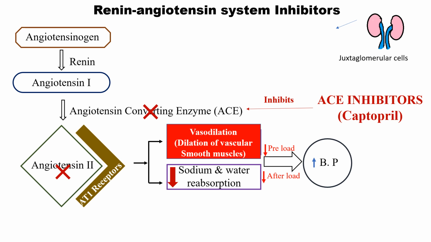Preload is the load of blood falling on the ventricles during the end diastolic phase of the heart, and afterload is the pressure of the ventricles to push the blood into the arteries during ventricular contraction. The concept of preload and afterload is explained in detail in my previous video, that is treatment of congestive heart failure part 1. Here, decrease in preload and afterload increases cardiac output.